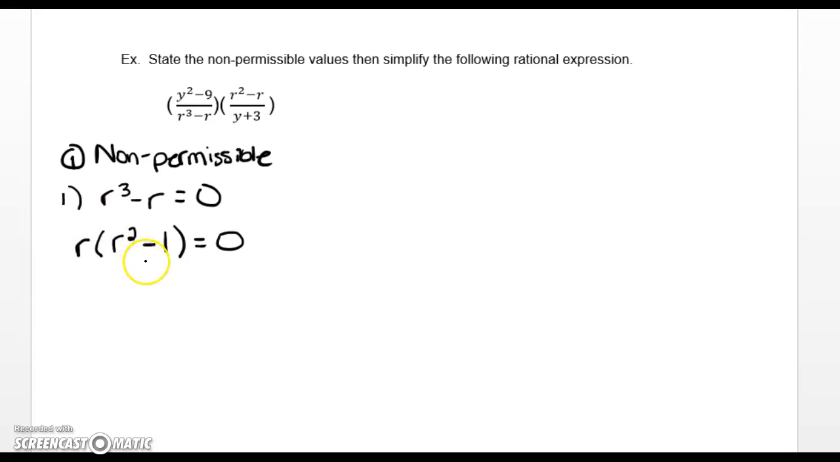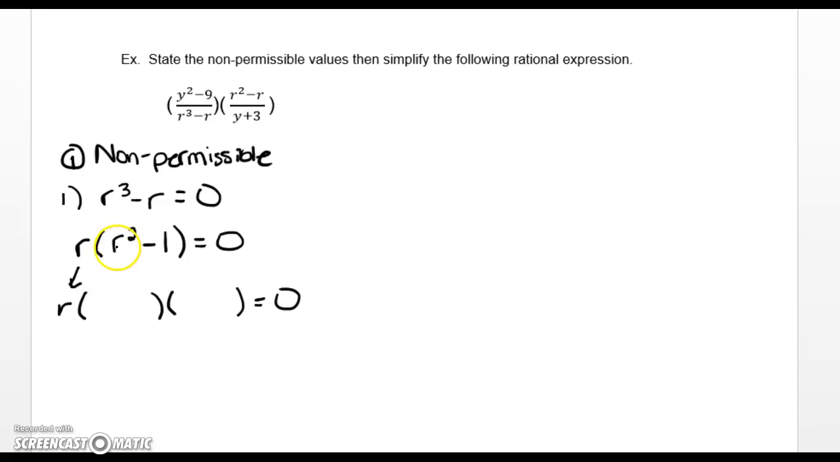Then what you can notice is we still don't have our factors broken down. We still have an r squared term here. So what we can do is factor r squared minus 1. You would notice that r squared and 1 are both perfect squares, and the operation here is subtraction, so this is the difference of squares. With the difference of squares, you're going to write your two brackets. Make sure you still bring down your r value. You haven't actually done anything with that, so make sure you write it out front.